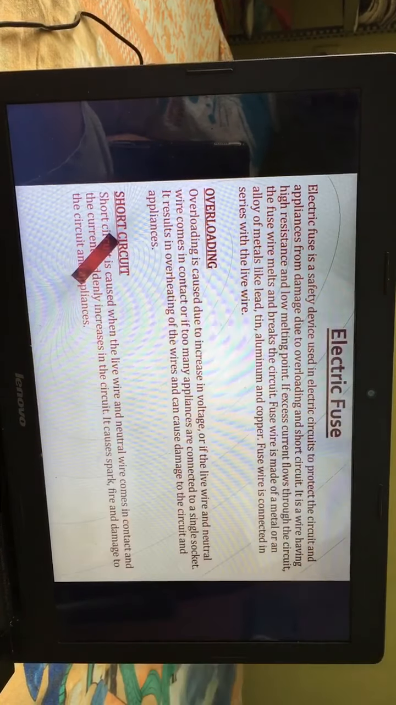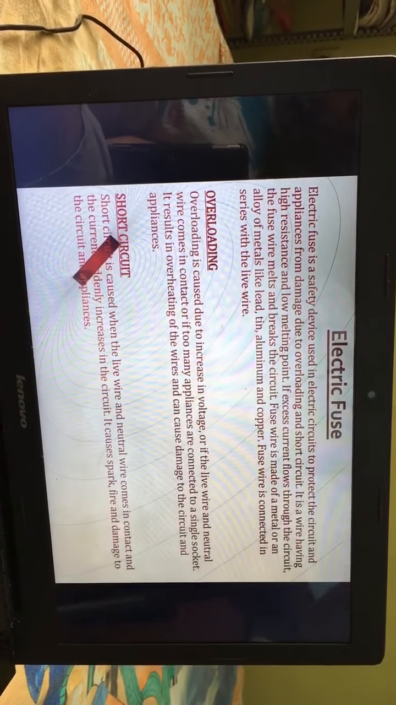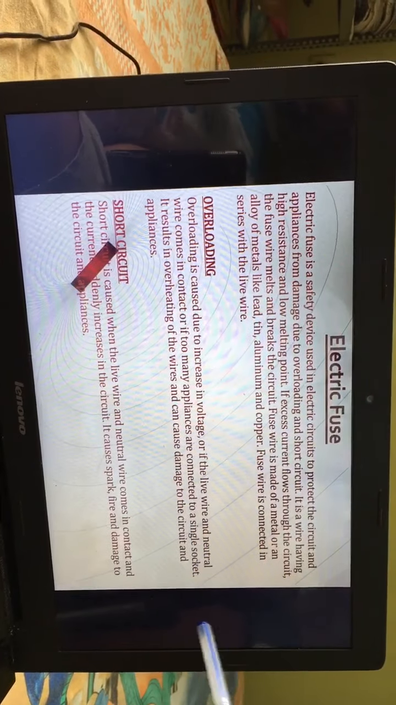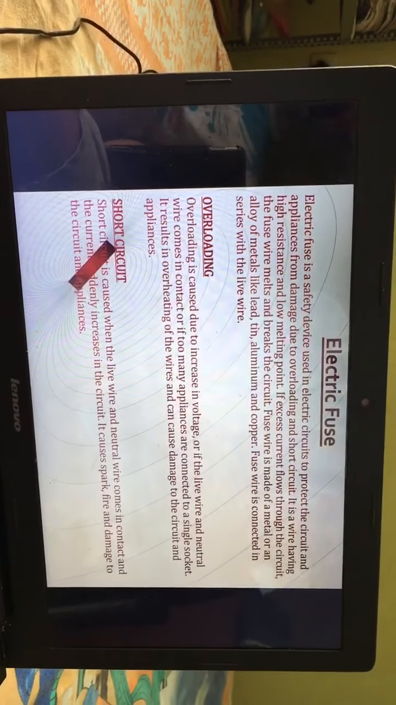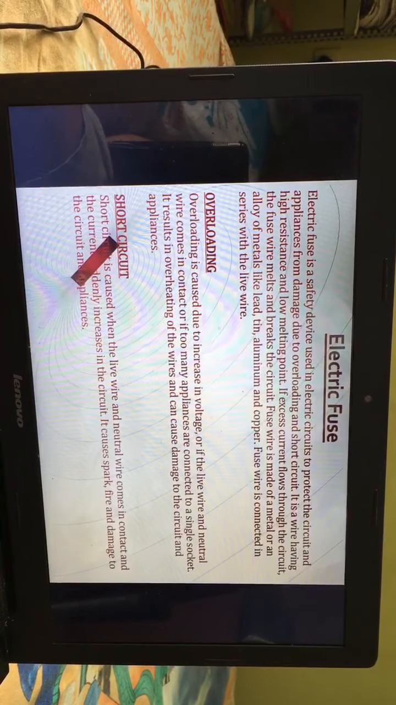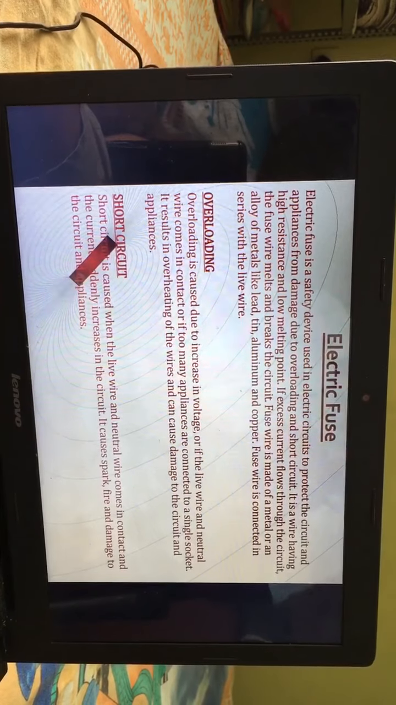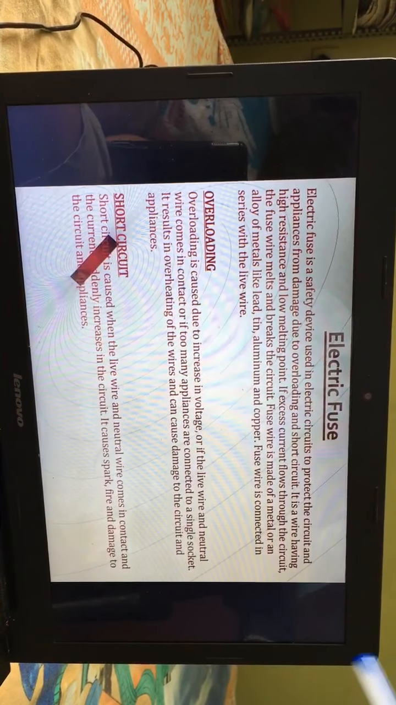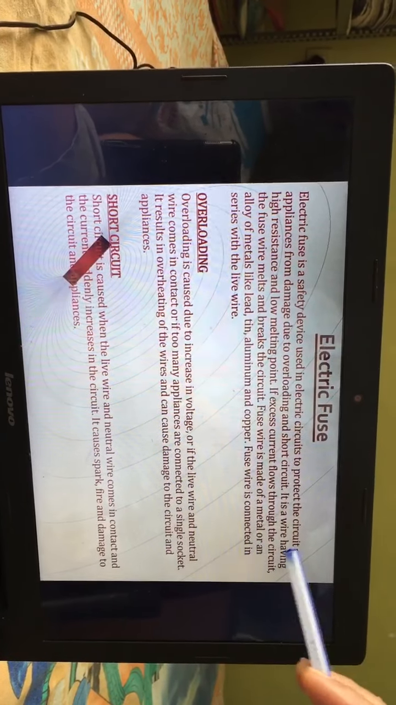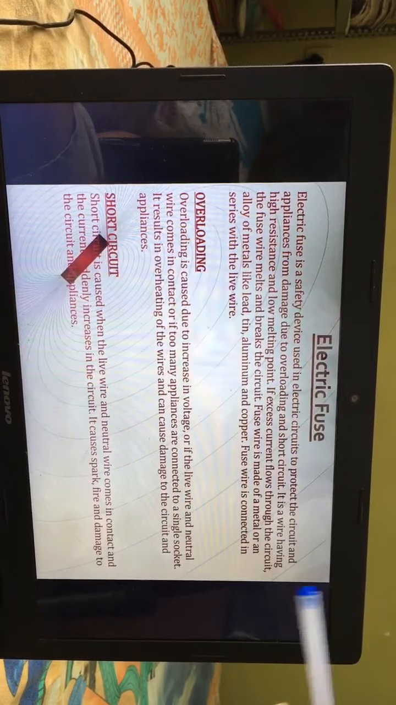Now next is overloading. Overloading means an increase of the current in a circuit. If there is a socket, on a single socket we cannot connect so many devices together. If we connect so many devices, all devices pull the current, and when all the devices pull the current, then what happens in a circuit? The amount of current will increase, and if the amount of current entering the circuit is more than its tolerance, more than its capacity, then a short circuit happens.